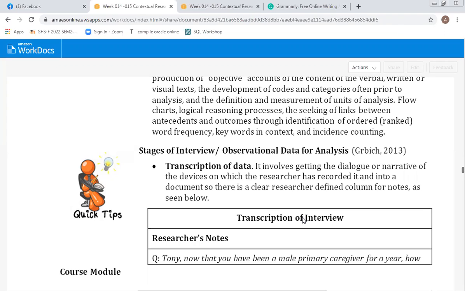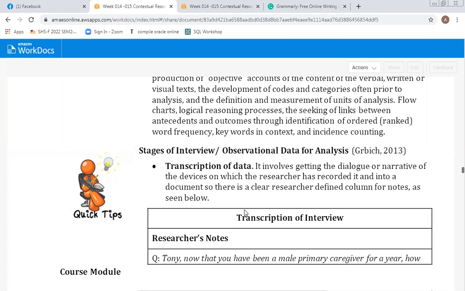Yung tapos na siguro yung pandemic para makalabas kayo, makapag-interview kayo. When you do your interview class, you have to gather your data ng maayos. And there are ways to gather them correctly. So the first one is transcription data.